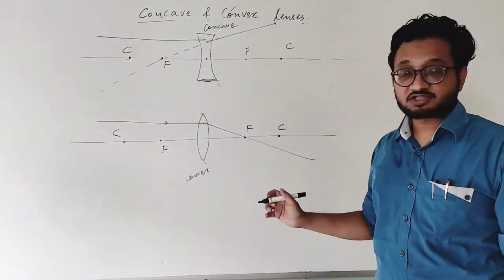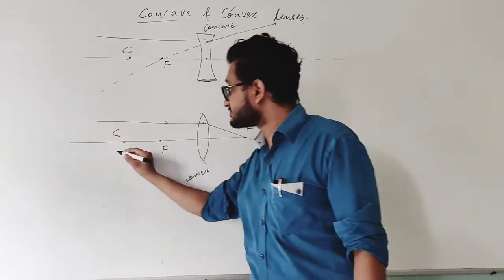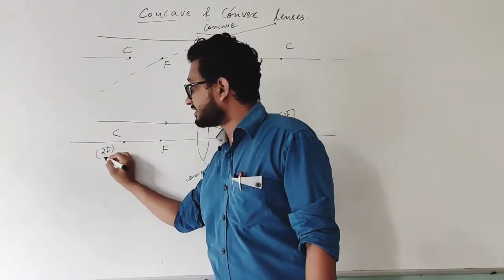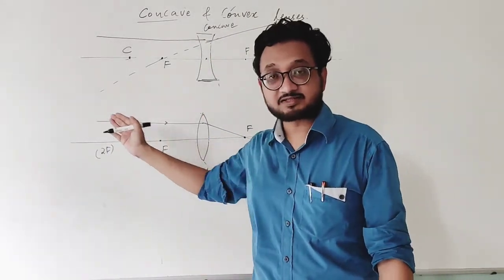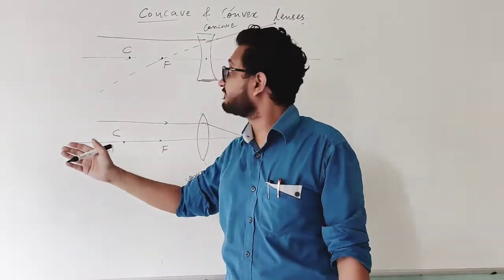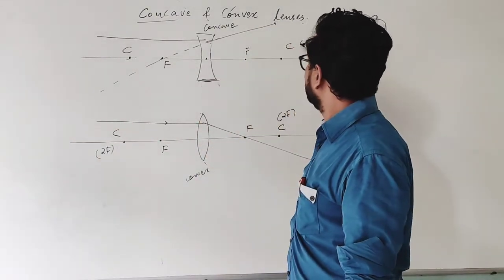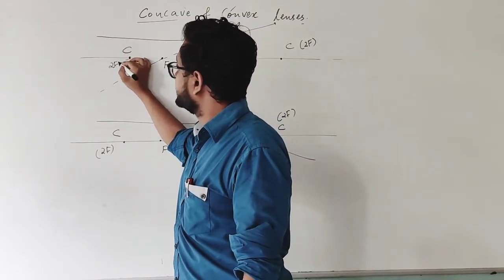This center of curvature is also known as 2 times f. Why? Because we know the distance. This is the focal length and that is twice the focal length. So this is called f and that is called 2f. Similarly, over here this is f and this is 2f. Same thing, f and 2f.